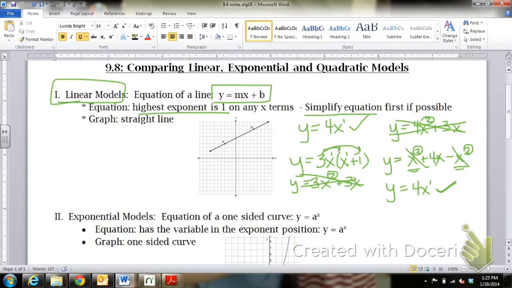Okay, and the graph of it would just be any kind of straight line. It could go any which way. It could go straight across. It could go on another diagonal. As long as it's a straight line, no curves, it's a linear model.